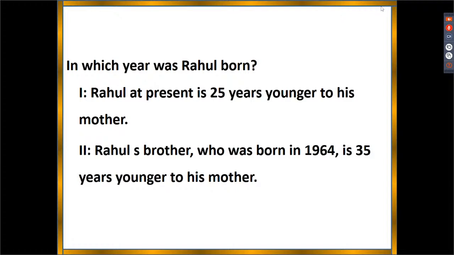Whenever Rahul's mother's birth year is 1929, Rahul is at present 25 years younger than his mother, nothing but 29 plus 25, 54. 1954 is Rahul's birth year. So do we get it from both statements or from a single statement? From both statements. Statement 1 and statement 2 together are sufficient to answer the given question.